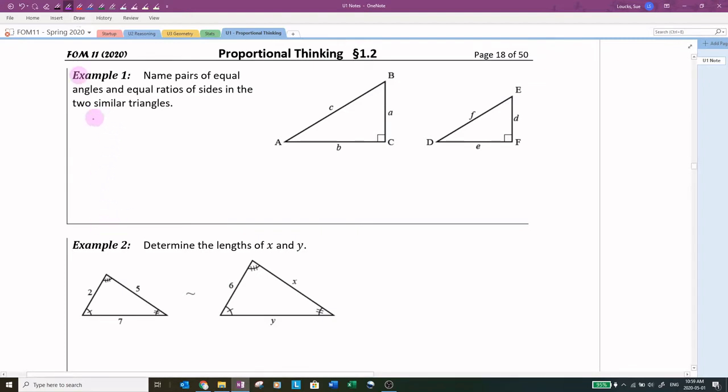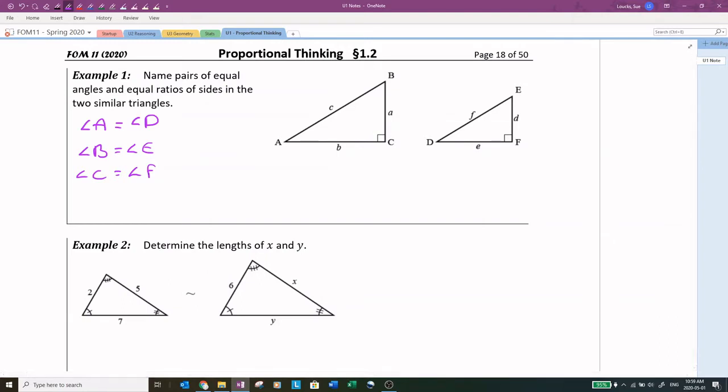So you're told that they're similar. So angle A, what angle does that equal in the other triangle? Well, hopefully you can look at that and see that it's angle D. Angle B equals angle E, and angle C equals angle F. Those are both 90-degree angles. Okay, that wasn't hard, was it?